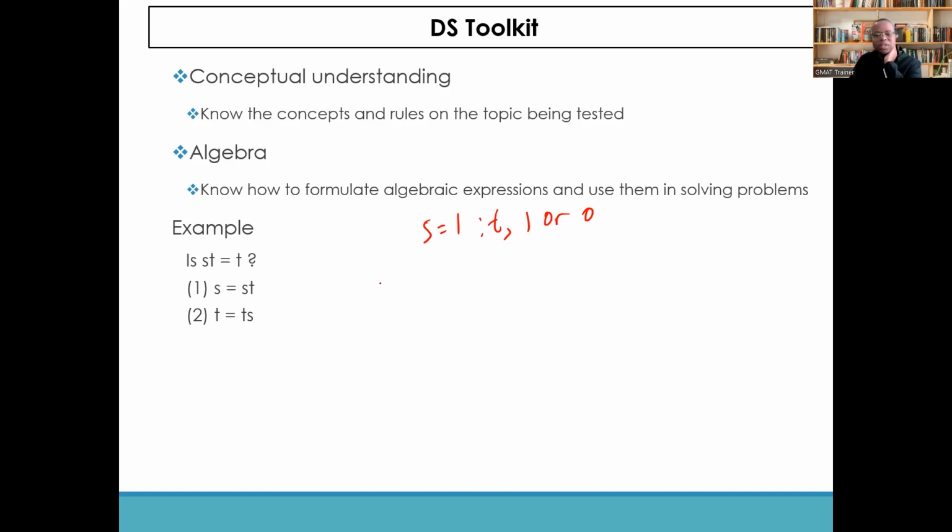I'll skip the step of asking whether this is a yes/no question or a value question. Is ST equal to T? Yes or no? So it's a yes/no question. Have that in mind. Let's go to the first statement.